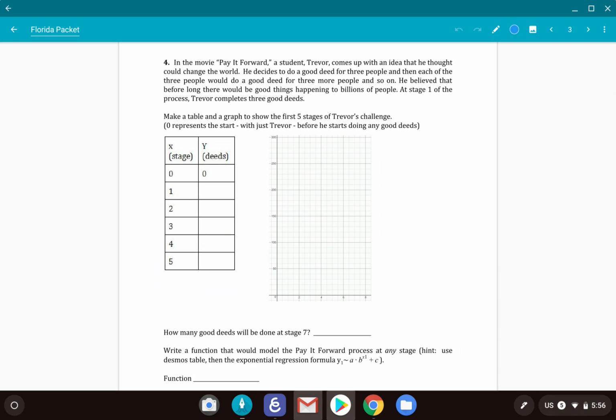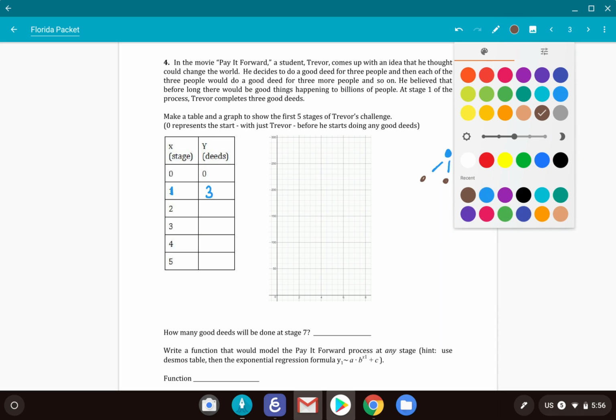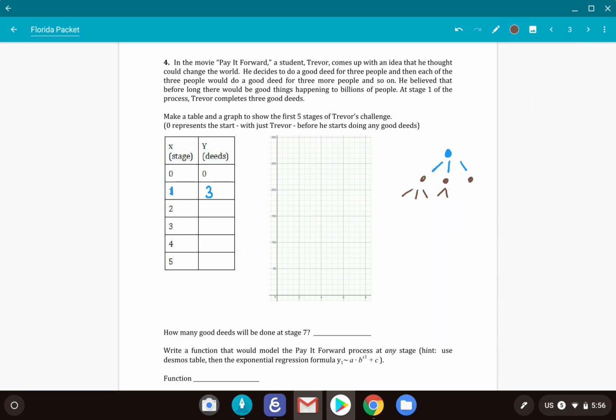At stage 1 of the process, Trevor completes 3 good deeds. So stage 1, Trevor does 3 good deeds. So here's Trevor right here. Here's stage 1. He's done 3 good deeds. And then for stage 2, each of those people are going to do 3 good deeds each. So that means that you got 1, 2, 3, 4, 5, 6, 7, 8, 9. So stage 2, there's going to be 9 total good deeds.